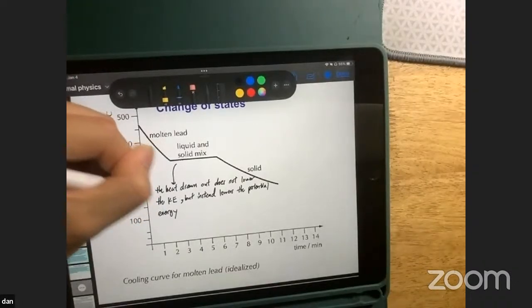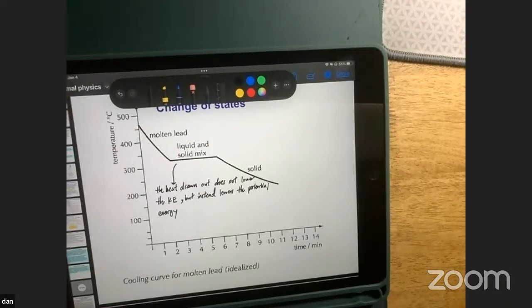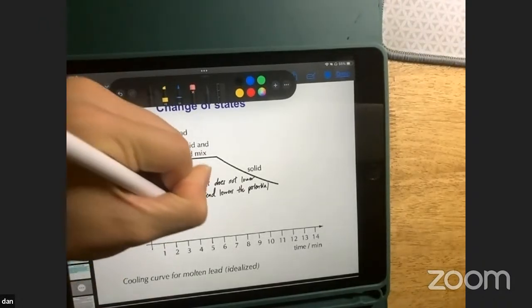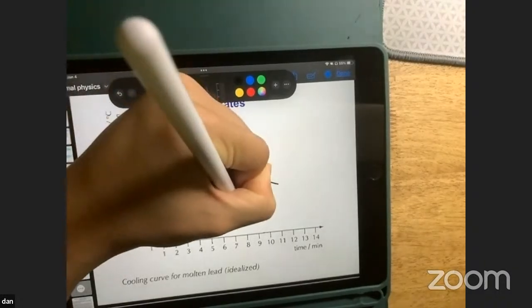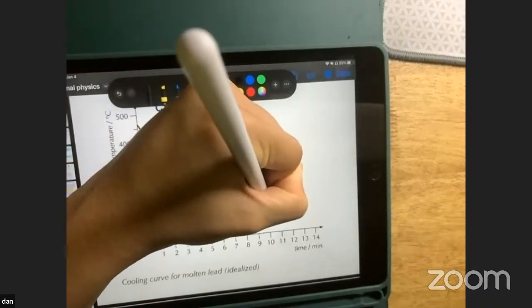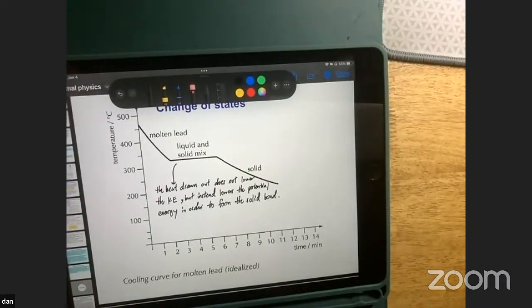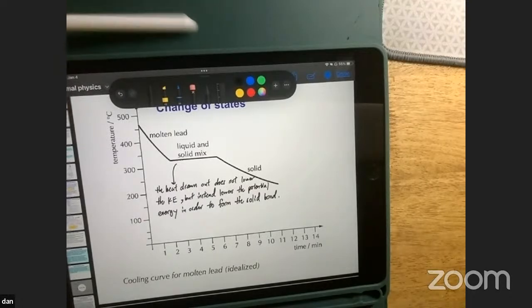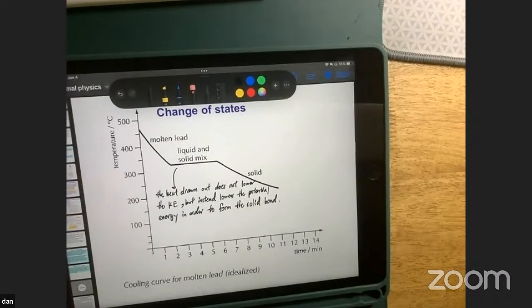So this is like an exam answer. The heat drawn out does not lower the kinetic energy, but instead lowers the potential energy in order to form the solid bond. That's the physics answer. The chemistry answer will go deeper. This is probably good enough for physics. In chemistry, they will ask for more. So you check the slide later. The slide will have this kind of thing. Now, as you go back to the line and go back to solid again, then the heat drawn will now lower the kinetic energy again.